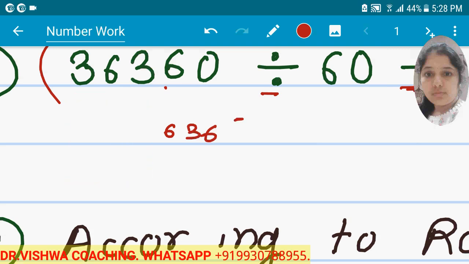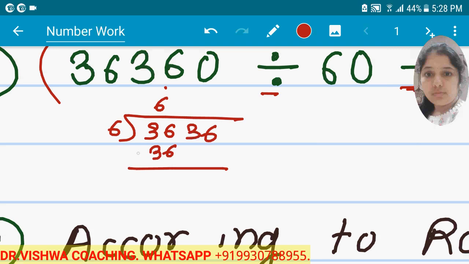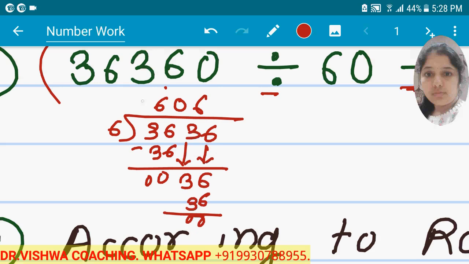3636 divided by 6. Now you can do it easily. 6 6s are 36. 0 will be the remainder, 3 will come down. Now we cannot divide 3 by 6, so 0, and then we'll bring down 6 and again 6 6s are 36. So your answer is 606.